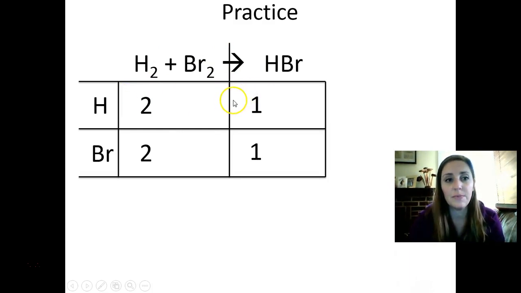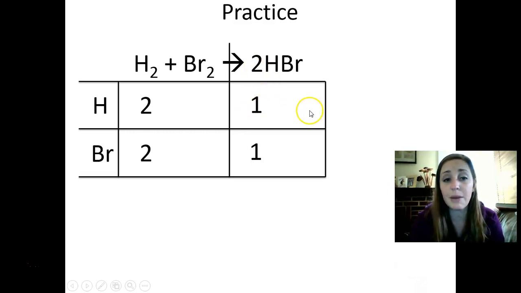Let's fix hydrogen. What coefficient do I need to balance? Well, which side do I need more of? That's probably where I'm going to start. I need more of my products. So what number up here would multiply to my 1? Remember, you have a 1 understood, to give you 2 to match. I would give it a 2.